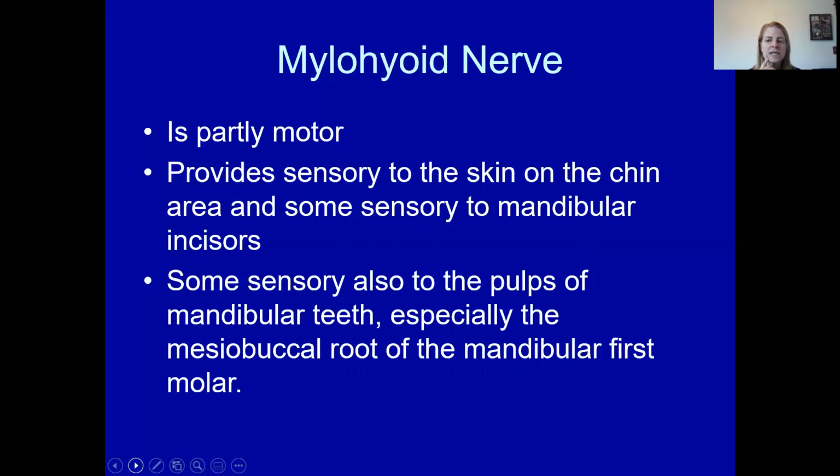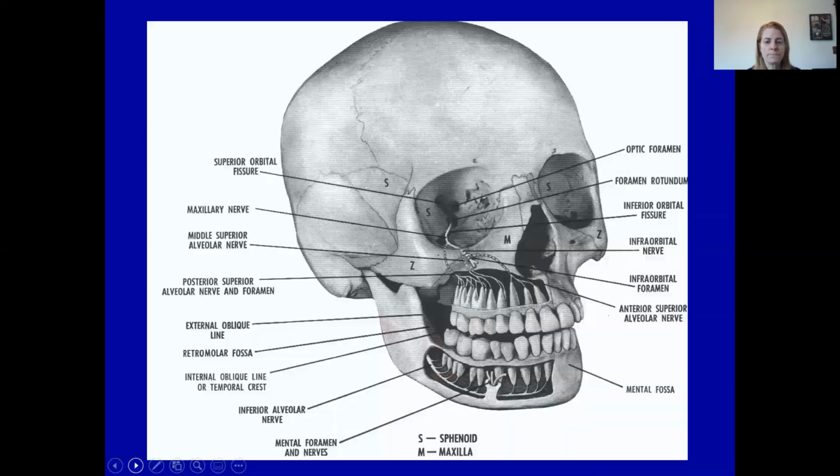In that case, the dentist might try to do an injection where they go into the vestibule area near that mandibular first molar to try to numb that mesiobuccal root. So right near the mesiobuccal root, they might try to numb that area.